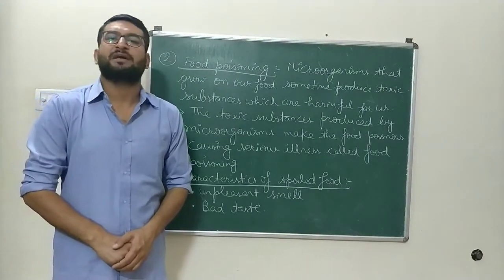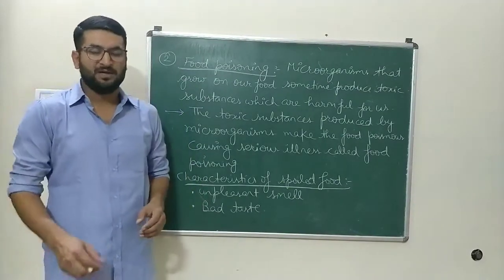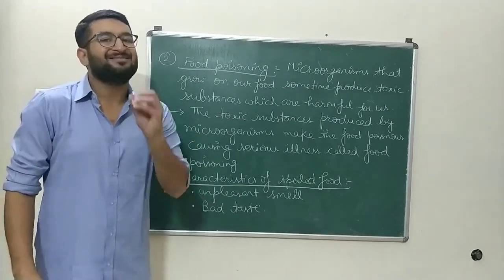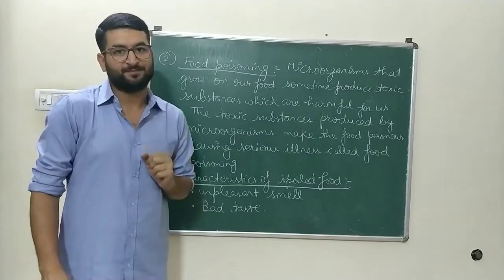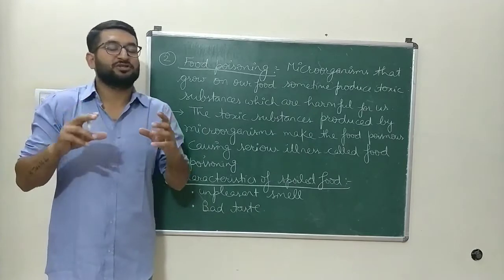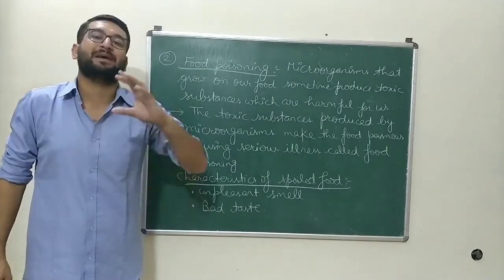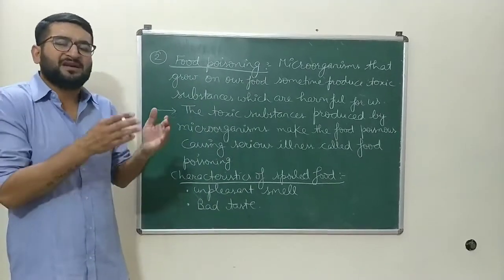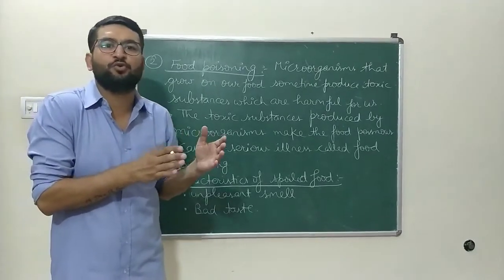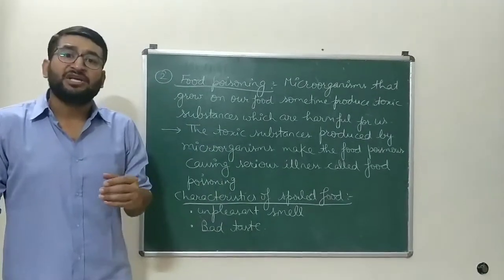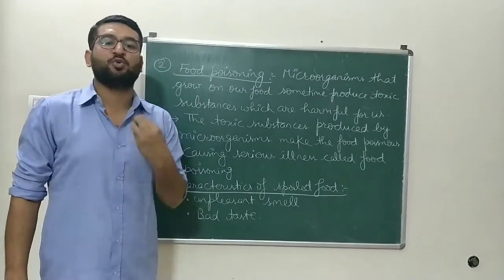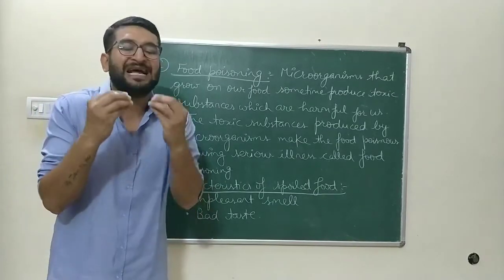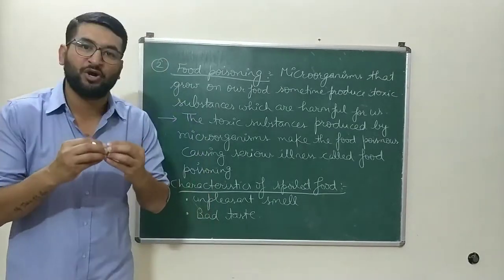The second harmful effect of microorganisms is food poisoning. Certain microorganisms that grow on food make the food poisonous, and that is known as food poisoning. You know what happens with the microorganisms, especially fungi and bacteria: they grow on food very quickly. When they grow on the food, they convert the organic material of the food into poisonous material. And if we ingest that poisonous material, it may cause us a serious illness, known as food poisoning.